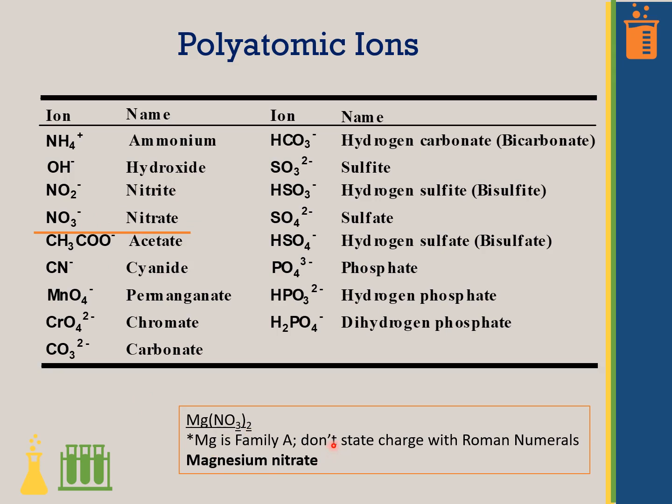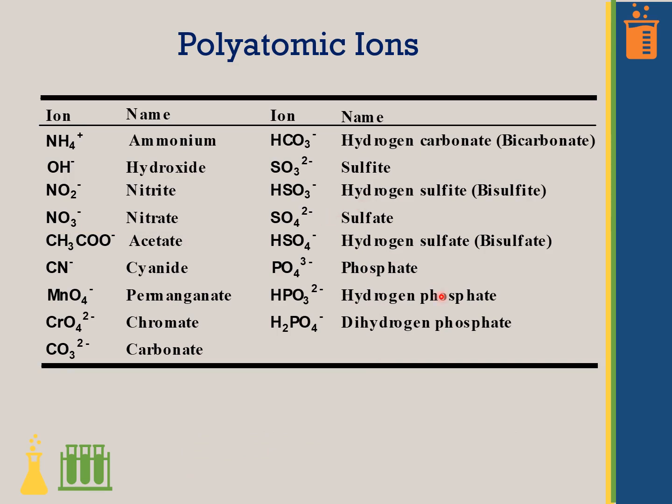Mg is family A. We're not going to state the charge with Roman numerals. We're just going to write the name, magnesium, and then we just write the name of the polyatomic ion. Note that we don't say that there's two of the nitrate anions in here, because we can predict the formula of this compound via the ion charges, and this is the only possibility that exists.